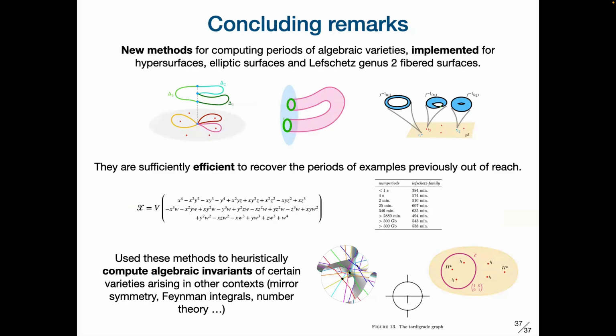Okay, and my last slide. To summarize, I've presented to you a method for computing periods of algebraic varieties, which has been implemented in several cases, in particular hypersurfaces and surfaces. This method is sufficiently efficient to recover the periods of examples that were previously out of reach, for example, these K3 surfaces. And you can use these methods to recover, at least heuristically in some cases, to certify certain algebraic invariants of certain varieties that arise in various contexts, namely Feynman integrals, I guess more importantly for this crowd, also number theory and mirror symmetry and so on.